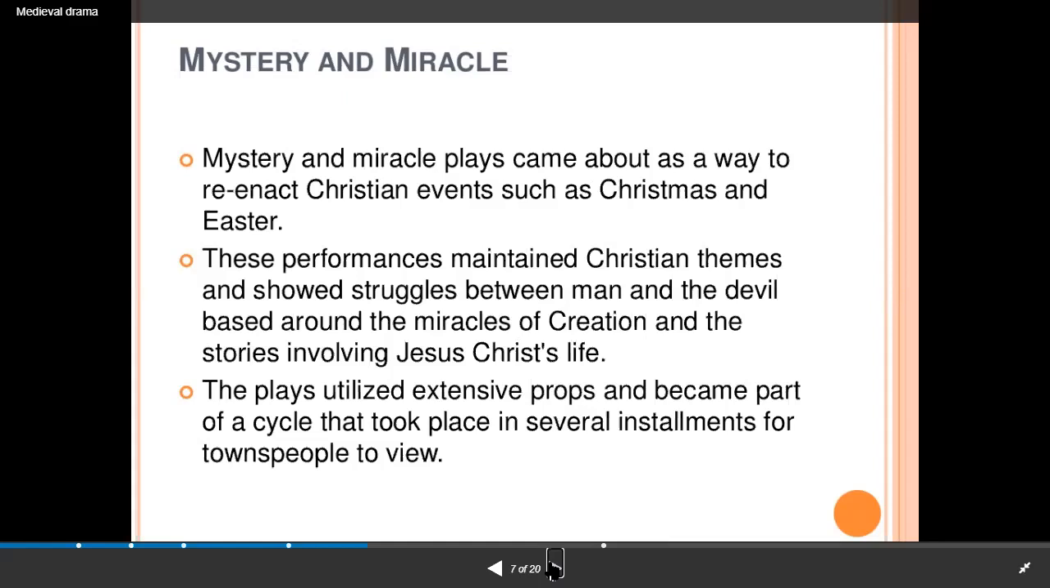Now, the play utilized extensive props and became part of a cycle that took place in several installments for the townspeople as well. You could see that sometimes necessity is the mother of invention, and sometimes invention is the mother of necessity. At that time, obviously, it was a time for experimentation. Things were being experimented with, but they were very careful about what they were doing.